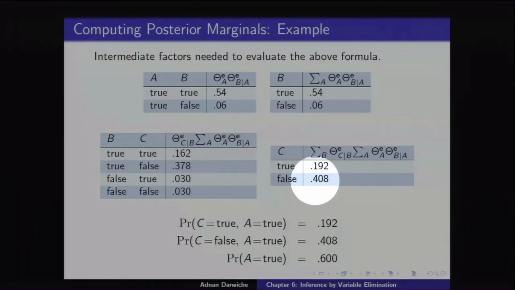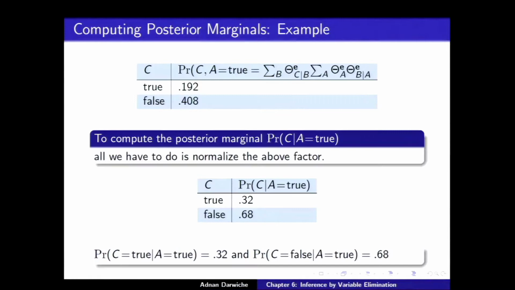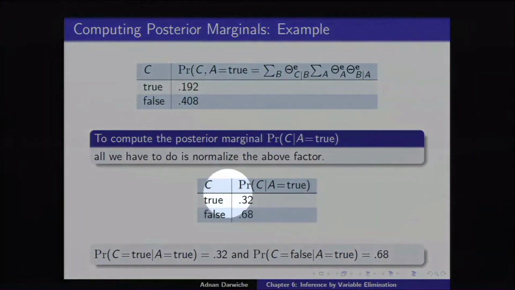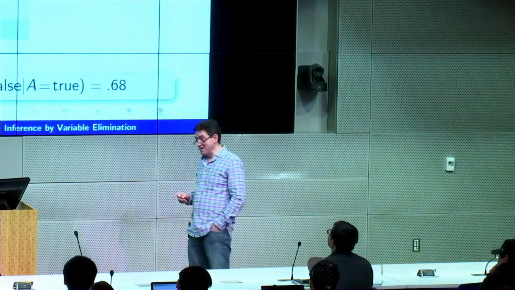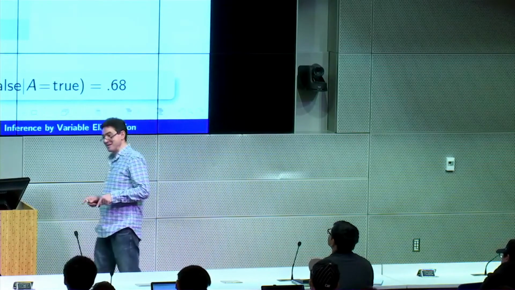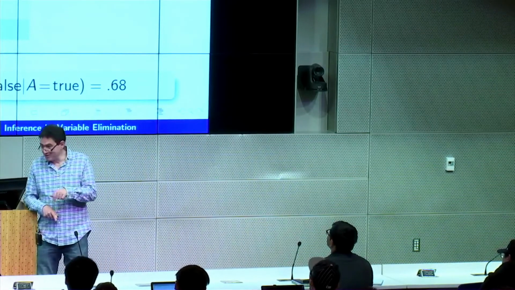If I add up these two numbers, what do I get? Probability of the evidence that A is true. And I normalize, and I get the posterior marginal. Beautiful. Right? By the way, historically, this algorithm appeared last.